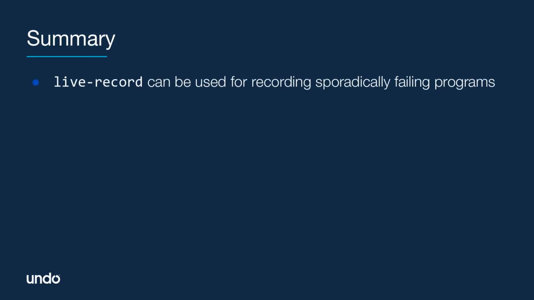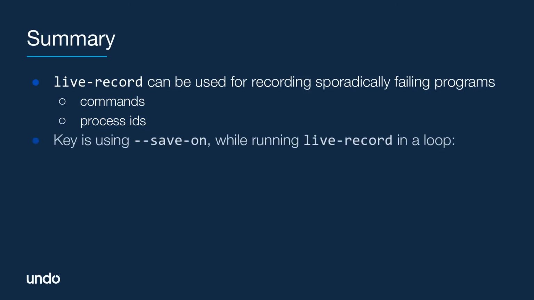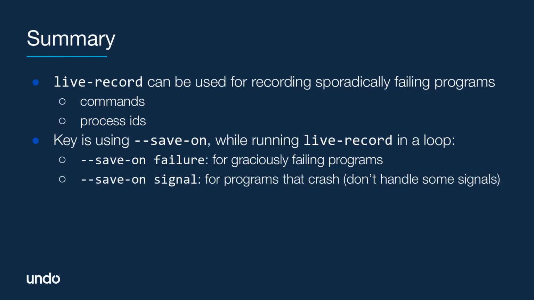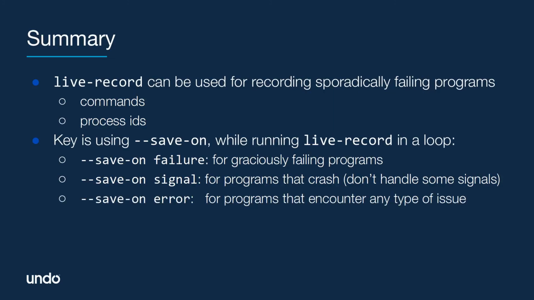In this tutorial, we have looked at the various ways in which Live Recorder can be used for generating recordings of sporadically failing programs, specified either as commands to execute or as process IDs. The key here is using the Save On option while running Live Record in a loop. In the case of programs failing gracefully, we will use the Save On Failure option. For programs that crash due to unhandled signals, we will use the Save On Signal option. Finally, if we want to cover all failure scenarios, we will use the Save On Error option.